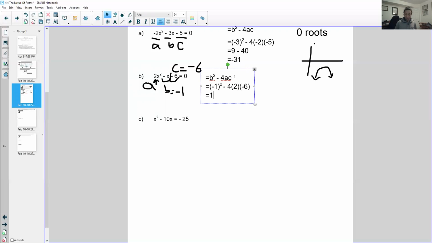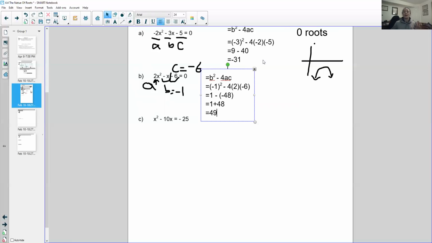So -1 squared, just simplify now as best you can. -1 squared is +1. And then I need to minus 4 times 2 times 6. 6 times 4 is 24, times 2 is 48. So we're going to subtract -48. And lucky for us, when you subtract a negative number, you get a positive. So this is 1 plus 48, which is equal to 49.